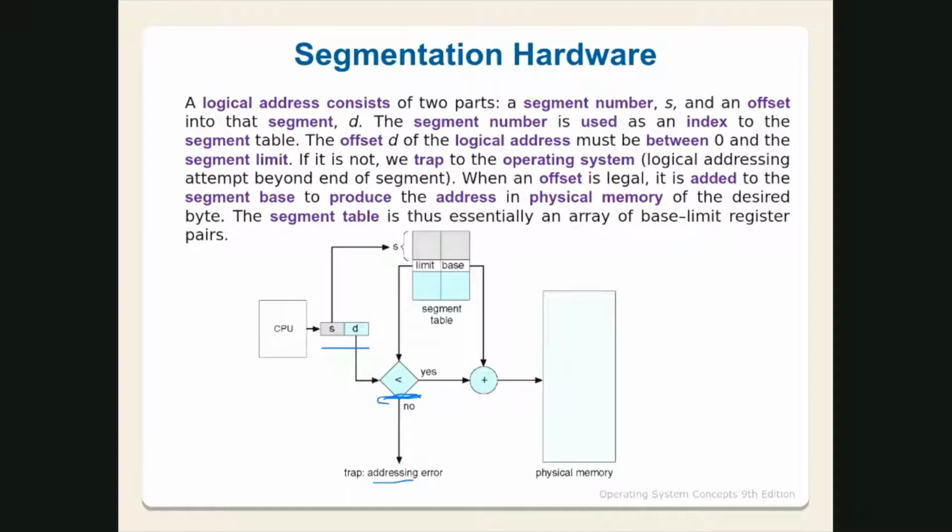In case the offset is less than the limit, you have the correct offset. In case the offset is correct, you take the base from the segment table. There is the base. Add the base to the offset. You get the proper physical address of your main memory. So this is the way you are going to convert or map the logical address to the physical address. This is the segmentation hardware.